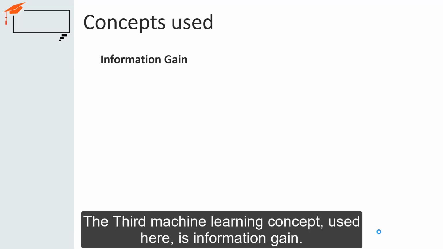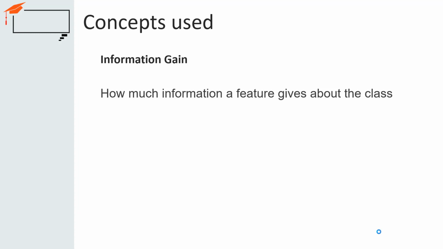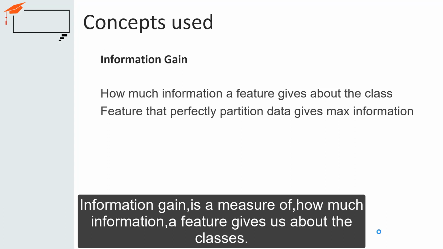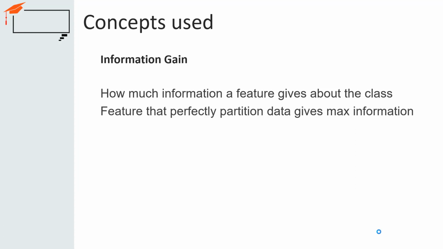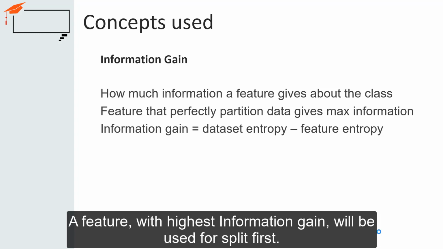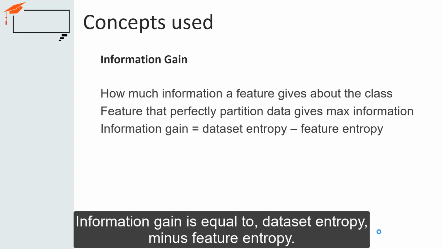The third machine learning concept used here is information gain. Decision tree algorithm will always try to maximize information gain. Information gain is a measure of how much information a feature gives us about the classes. Features that perfectly partition the data should give maximum information. A feature with highest information gain will be used for the split first. Information gain is equal to dataset entropy minus feature entropy.